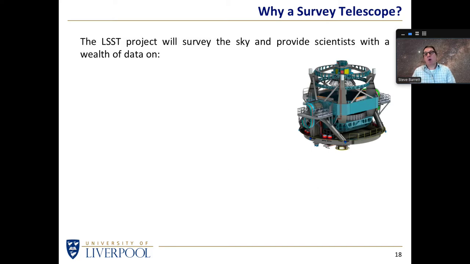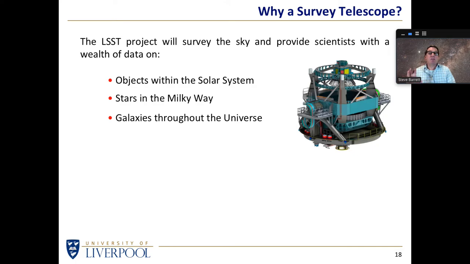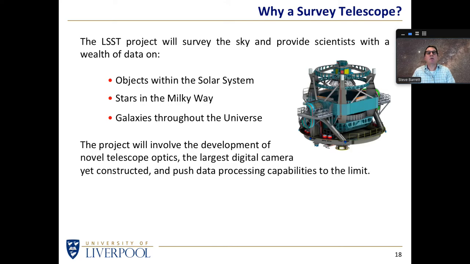It will provide us with a wealth of data on a number of different areas. For instance, it will be looking at objects within the solar system, it will be looking at stars within the Milky Way galaxy, and it will be looking at galaxies throughout the observable universe. To do this, it will need a novel telescope, indicated by the picture on the right-hand side there. It looks a little different to many other telescopes you may have seen. It will require the largest camera yet constructed. And at the end of this talk, I'll say something about the difficulties of handling the huge amounts of data that it will produce.